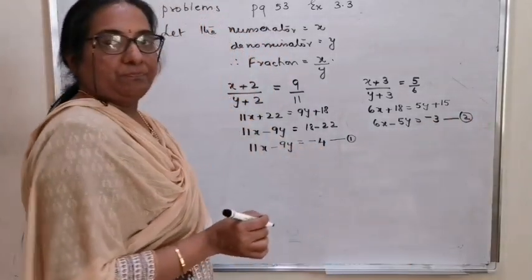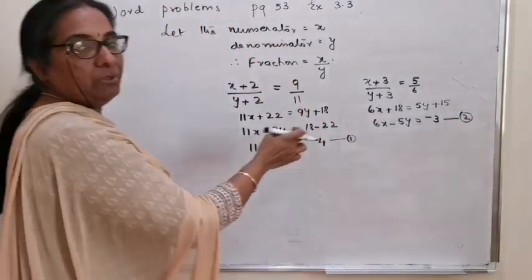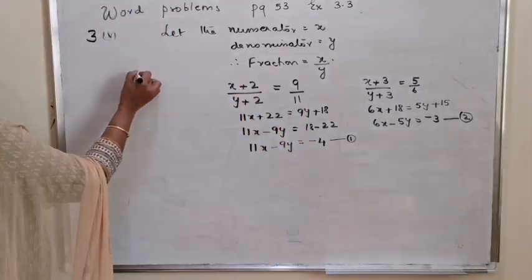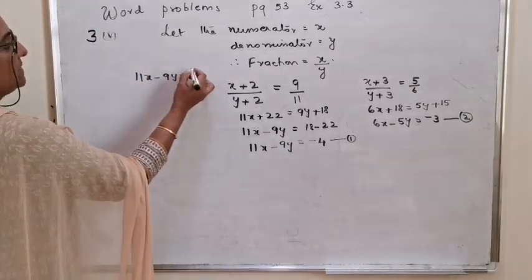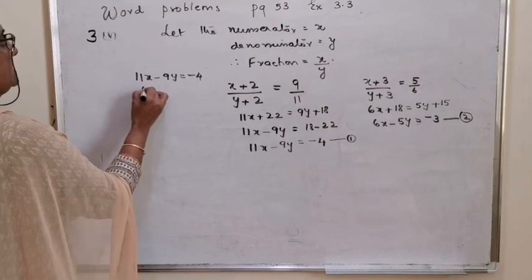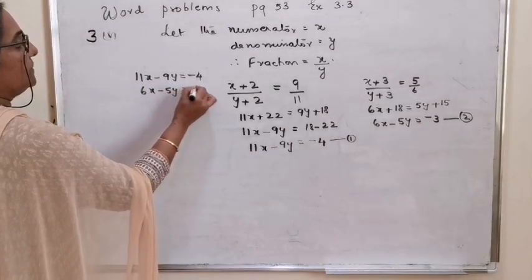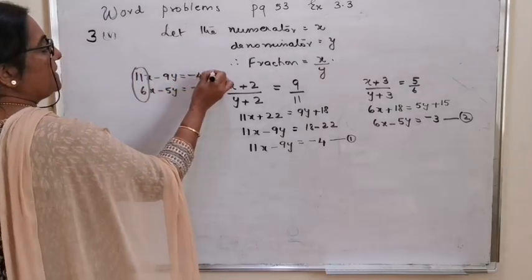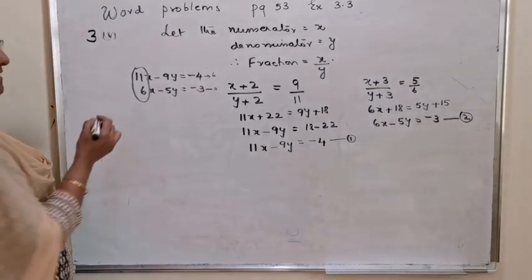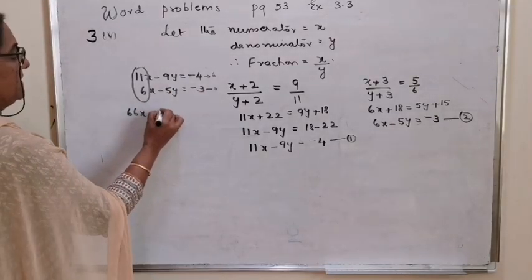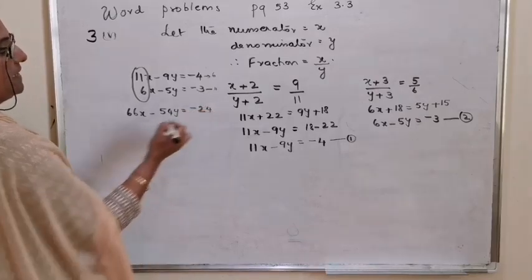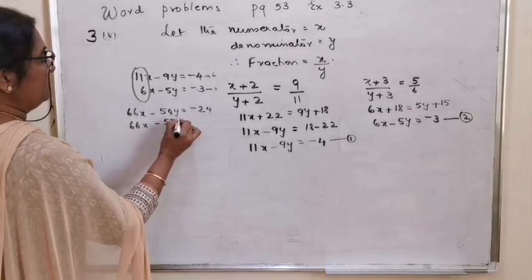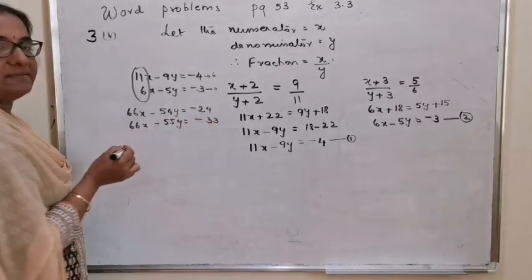Equation number 2. We have to solve equation number 1 and equation number 2 by equating coefficient method. 11x minus 9y is equal to minus 4. 6x minus 5y is equal to minus 3. LCM of 11 and 6 is 66. Multiplied by 6 and multiplied by 11. 66x minus 54y is equal to minus 24. 66x minus 55y is equal to minus 33.